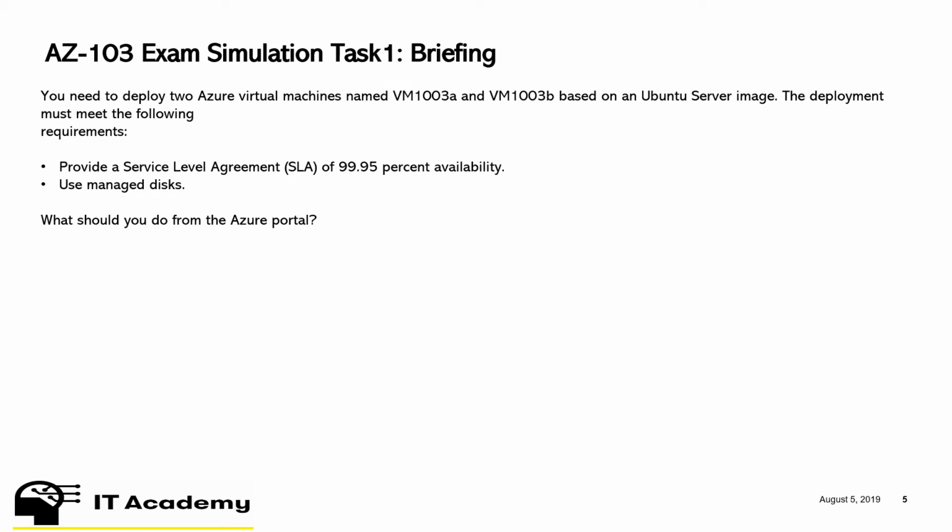You need to deploy 2 Azure virtual machines named VM1003A and VM1003B based on the Ubuntu server image. This deployment must meet the following requirements. We must provide a service level agreement of 99.95%, and we also must use managed disks. What should we do in the Azure portal?